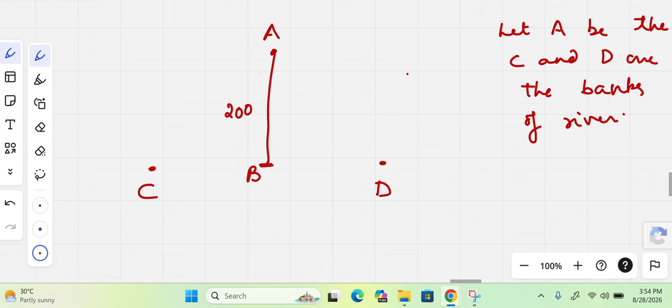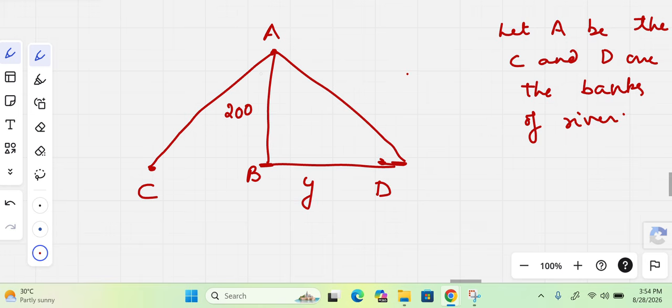Opposite points on two banks of a river are 45 and 60. Find the width of the river. So one is 45 and one is 60, and you have to find the width of the river. This is 45 and this is 60. Did anybody get the diagram correct? Yeah? Cool.